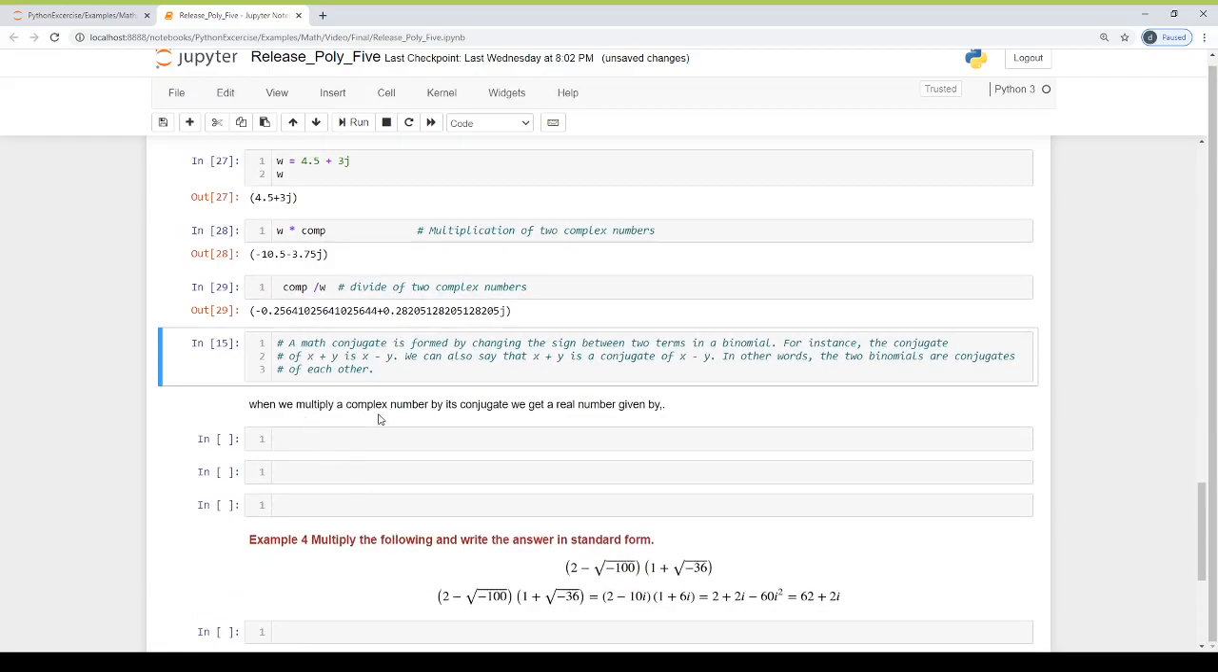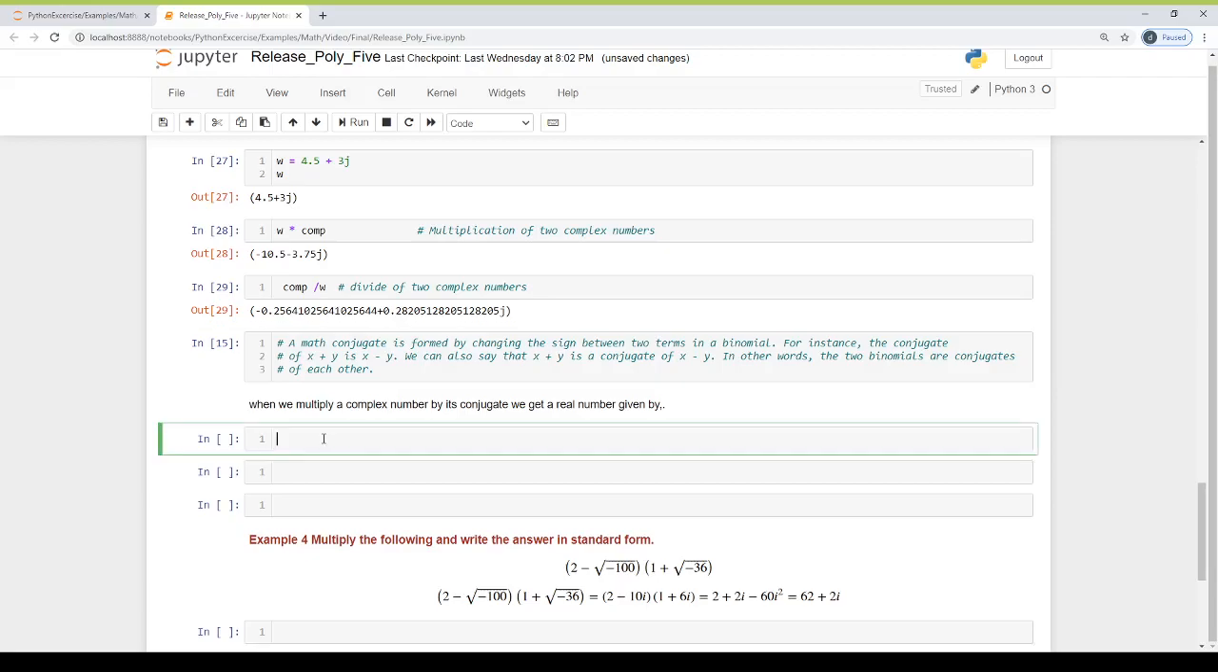When we multiply a complex number by its conjugate, we get a real number. A math conjugate is found by changing the sign between two terms in a binomial. For instance, the conjugate of x plus y is x minus y. We can also say that x plus y is the conjugate of x minus y. So let's do it.